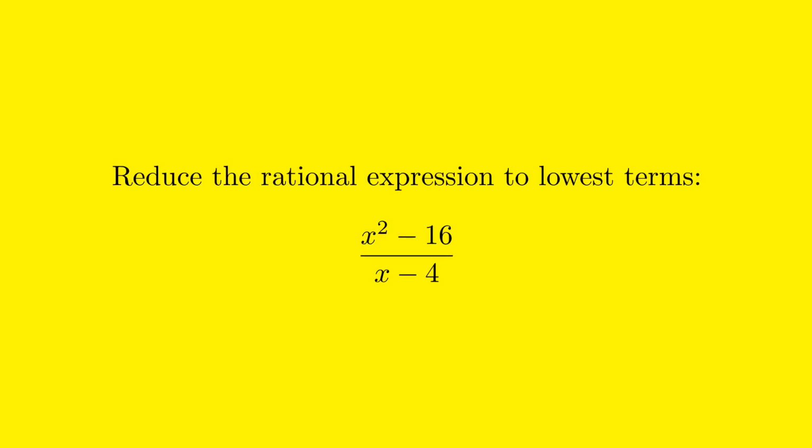Hello and welcome. In this video, we will be solving the problem of reducing the rational expression x squared minus 16 divided by x minus 4 to its lowest terms. This problem involves simplifying a complex fraction by factoring and canceling out common factors. Follow along as we walk through each step of the solution process. Let's get started.